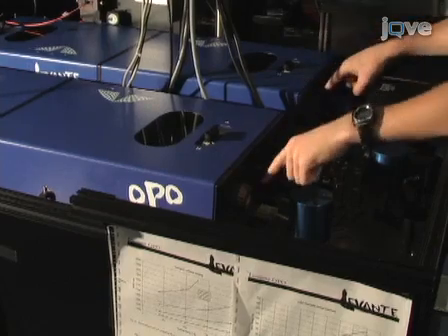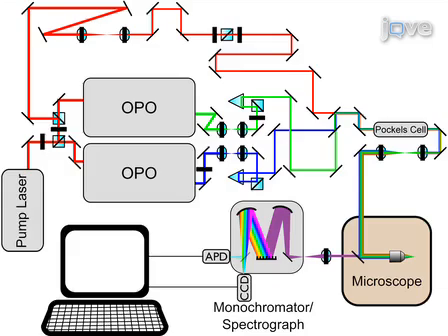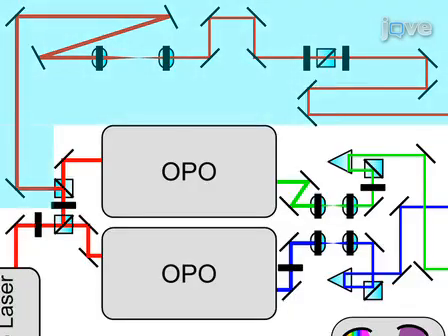By pumping two separate OPOs with the same 1064 nanometer source, two independently tunable laser sources are obtained that are automatically synchronized to our original pump laser. The third beam from the 1064 nanometer pump laser is directed around the OPOs by a combination of dielectric mirrors so that all three beams can be recombined later.